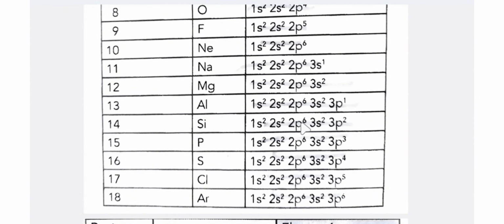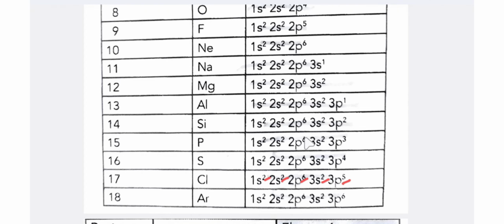Let's suppose silicon has 14 electrons: 1s2, 2s2, 2p6, 3s2, 3p2. That is 2 plus 2 plus 6 plus 2 plus 2, so 2 and 2 are 4, 10, 12, 14 electrons. Now chlorine has 17 electrons: 1s2, 2s2, 2p6, 3s2, 3p5. So 2 and 2 are 4, plus 6 is 10, 12, 17 electrons.